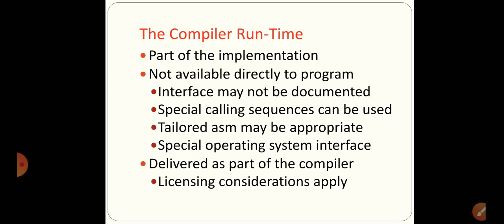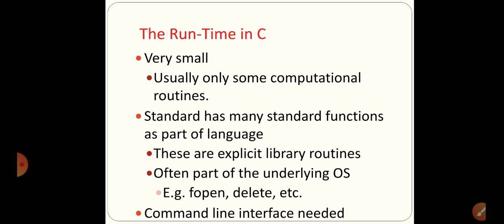Its interface may not be documented. Special calling sequences will be used, which we will see later in this session, and the tailoring of assembly must be appropriate. If we use machine level language or assembly level language, then it should be used appropriately. We shall see one by one. Special operating system interface delivering as a part of the compiler, licensing considerations will apply. So we'll discuss all these things one by one.